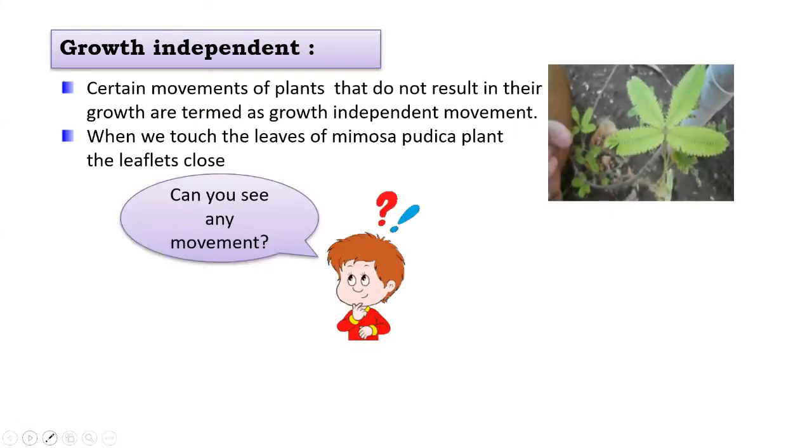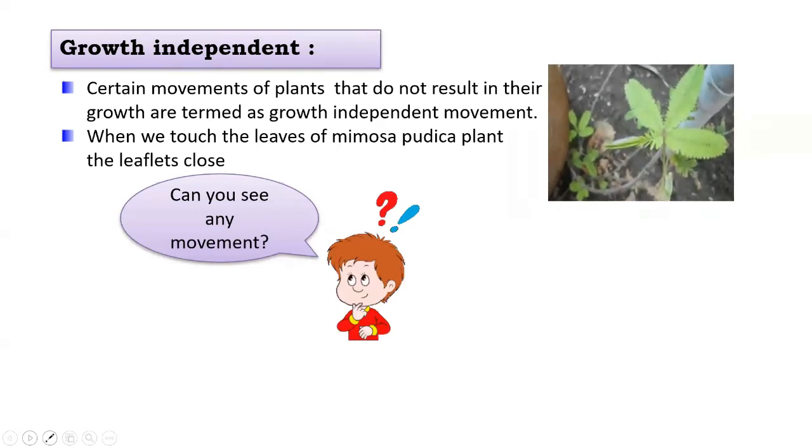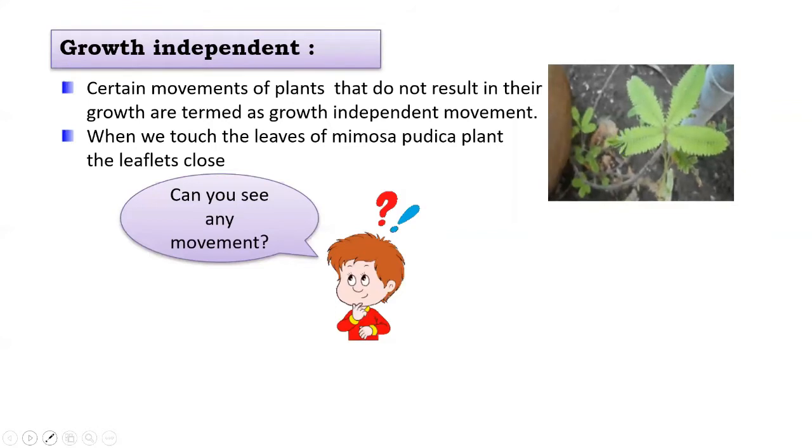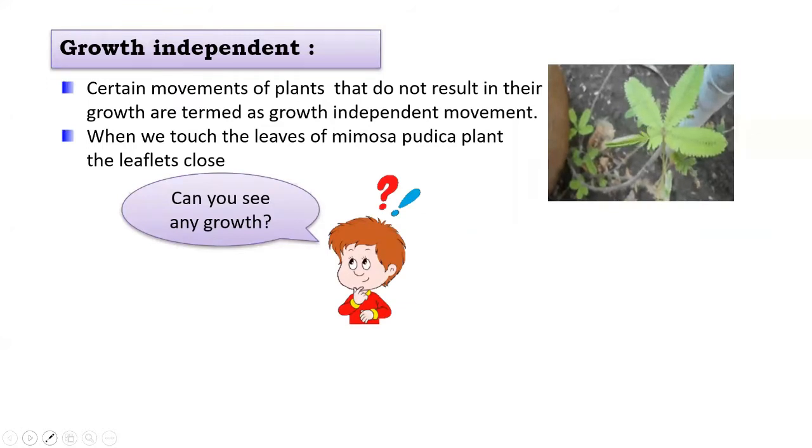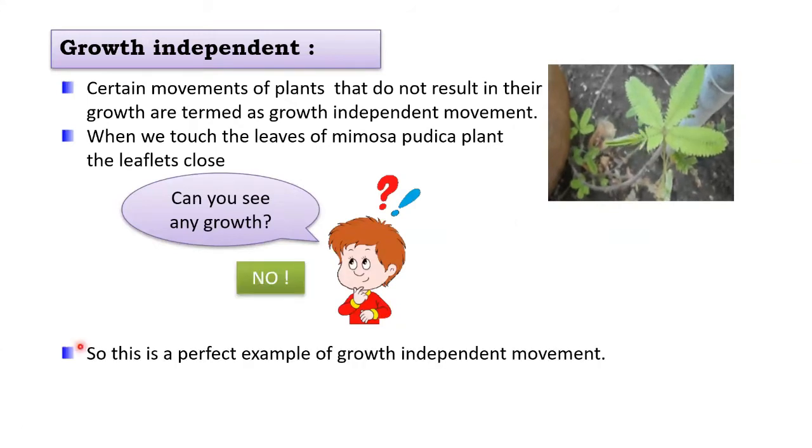Let's move ahead. Can you see any movement in the video? You saw some movement, right? The leaves are shrinking in size, and it is showing some movement. Then can you see any growth in that part of the plant? No, there is no growth. So this is a perfect example of growth independent movement.